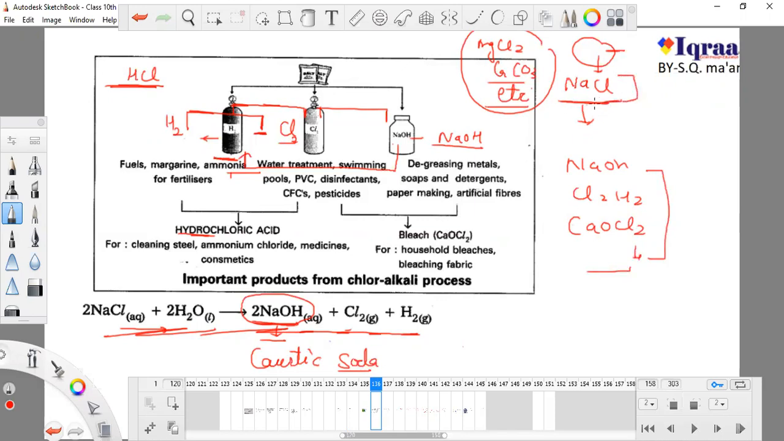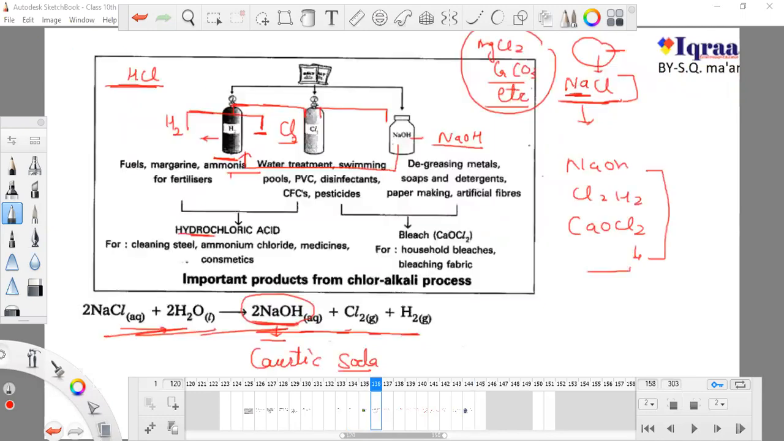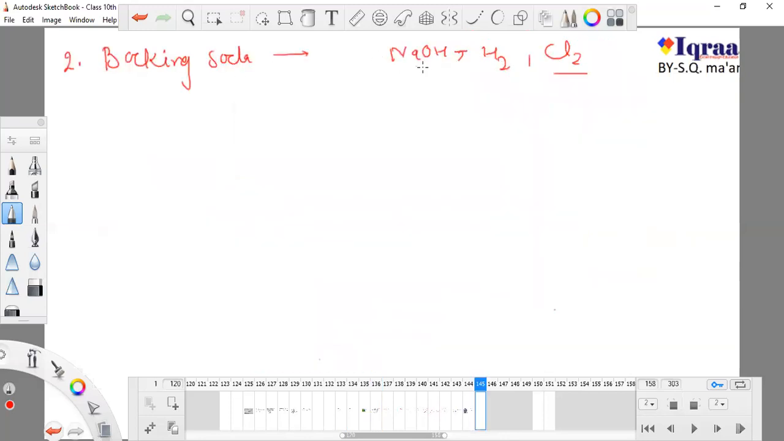We know how we did electrolysis with this NaCl. We put in NaCl, and chlorine was going here and hydrogen was going here. We studied this yesterday. All the salts we are going to learn are formed by only these three primary products from NaCl, that is hydrogen gas, chlorine, and NaOH. So now we are going to make baking soda.